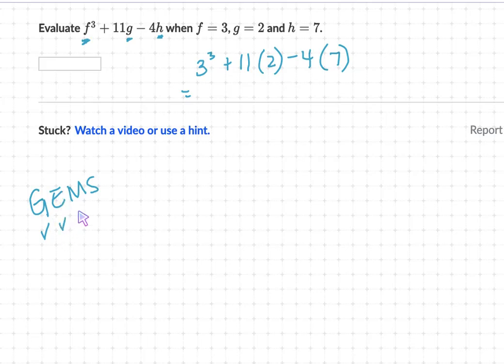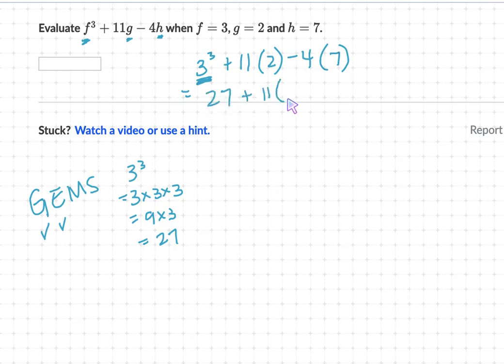E is for exponents, so let me solve this exponent part first. 3 to the third power is 3 times 3 times 3. I'm going to do that on the side so that I don't do something silly like 3 times 3, which is just 9. 3 times 3 is 9. 9 times 3 is 27. So 3 to the third power is actually 27.